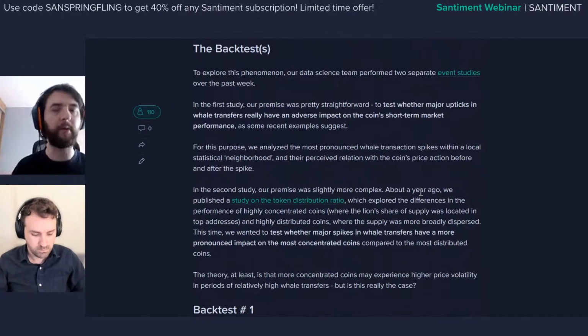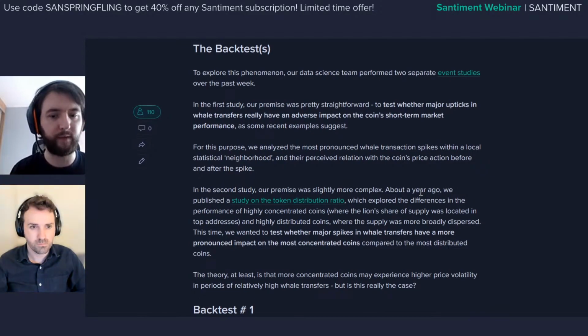So we had a premise, the premise being that major spikes in whale transfers seem to have a negative impact on the coin's short-term price action. The reason for that is that it probably indicates a large number of big whale addresses starting to offload their bags into the rally, take advantage of the pump, right? So in order to backtest this, we've done two different event studies.